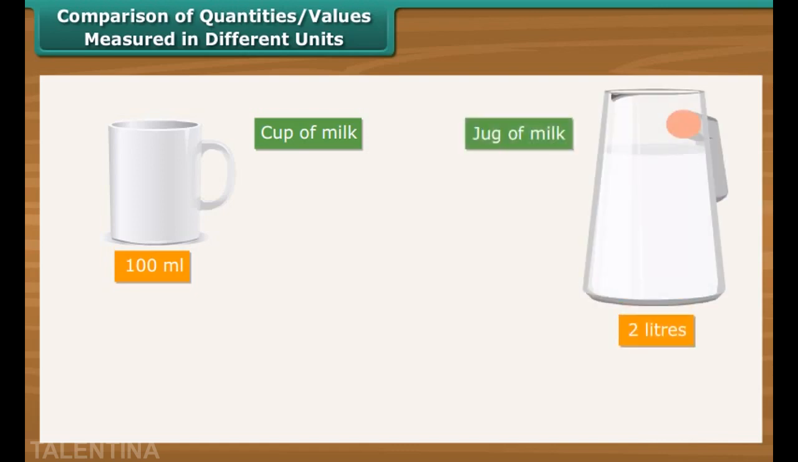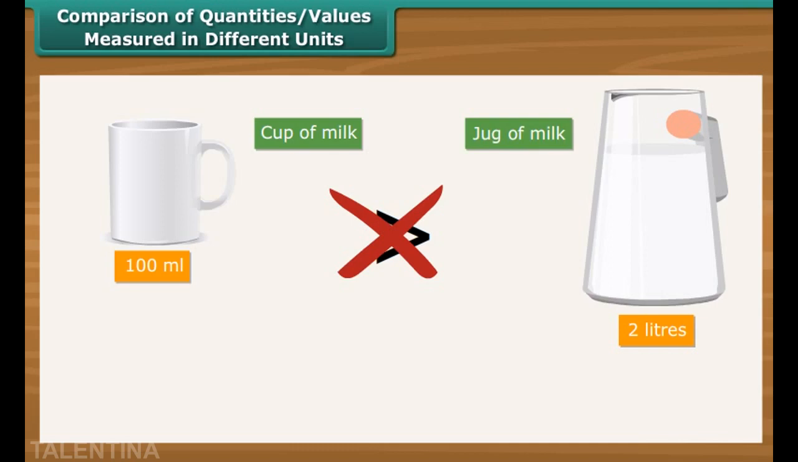Comparison of quantities or values measured in different units. Vinita has 100 milliliter of milk in a cup and 2 liters of milk in a jug. 100 is greater than 2. Can we say that the quantity of milk in the cup is greater than the quantity of milk in the jug? No. The reason is, the two quantities are measured in 2 different units and hence cannot be compared. What should we do to make them comparable? We should express them both in the same units.